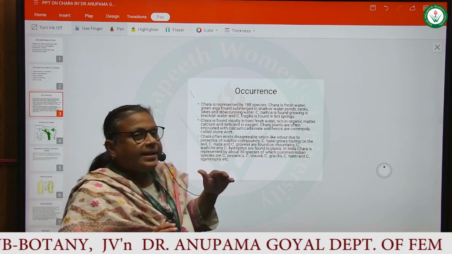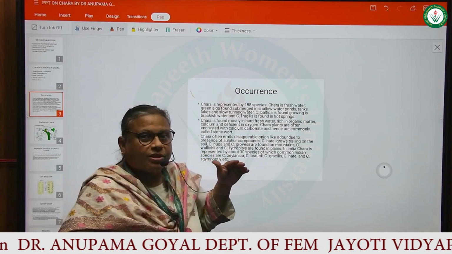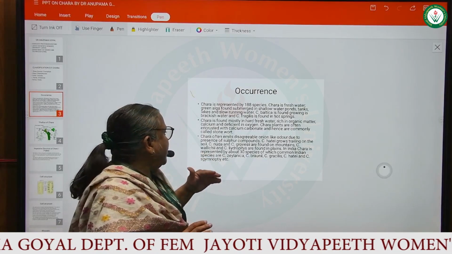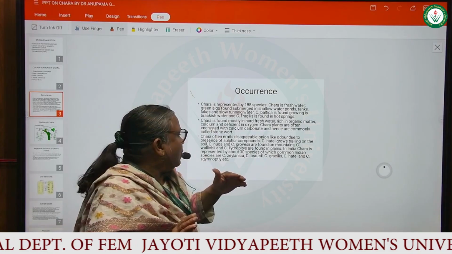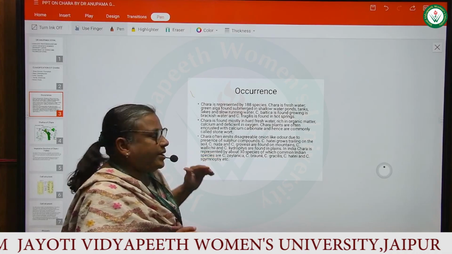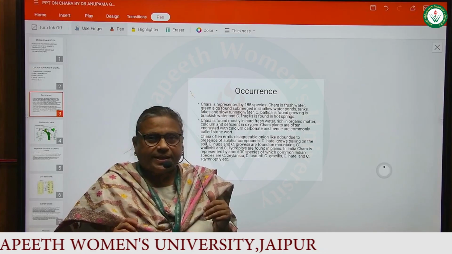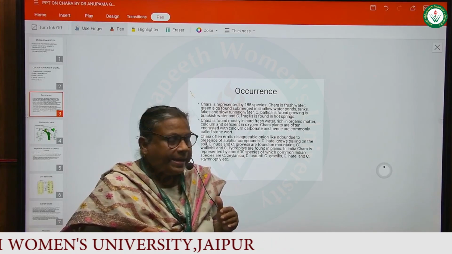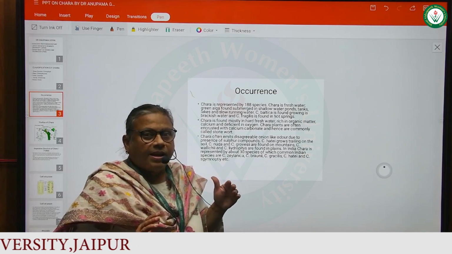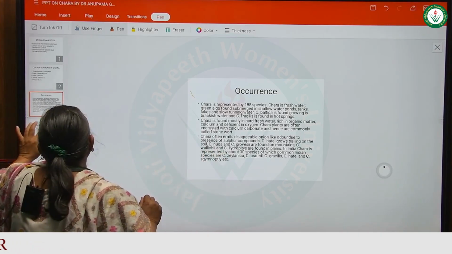Chara emits a disagreeable onion-like odor due to the presence of sulfur compounds. Chara hydatica grows trailing on the soil, and Chara nuda is found on mountains. Chara is represented by about 30 species in India, of which common Indian species are Chara zeylanica, Chara brownii, Chara gracilis, Chara heti, and Chara segment.